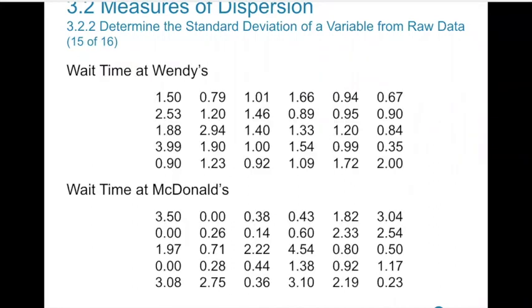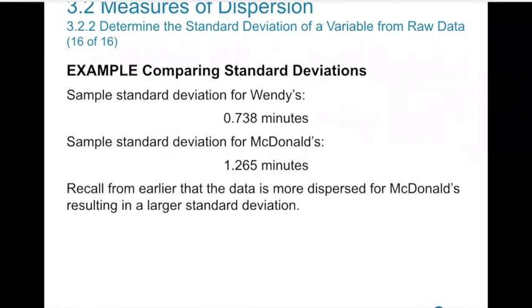So going back to that data about Wendy's and McDonald's, we've looked at where the middle is. We've looked at what the graph looks like. Now, if we find sample standard deviations from Wendy's and McDonald's, remember we just took a sample of that lunch hour and we're comparing those two. Notice, remember Wendy's looked like it was grouped closer together and McDonald's looked like it was spread further apart. So the Wendy's standard deviation is smaller, 0.738 minutes, than the McDonald's sample standard deviation, 1.265 minutes.